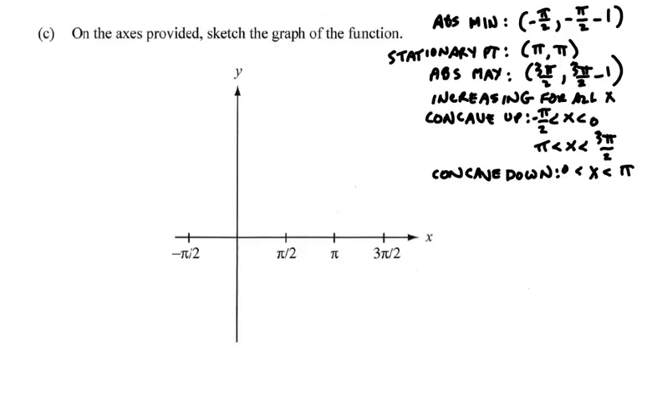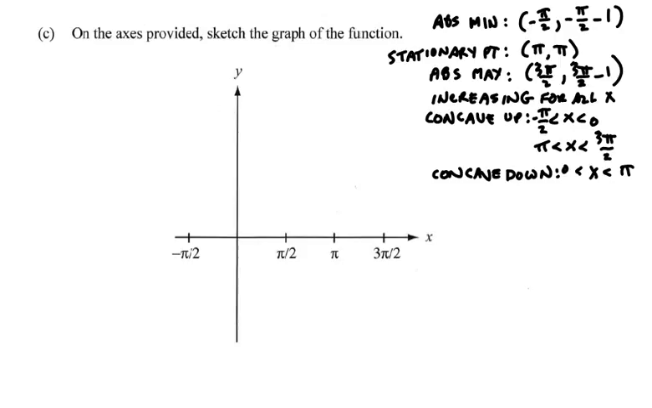We know that y is increasing for all x, of course, except at the stationary point at (π, π). And we know that it's concave up between -π/2 and 0, and between π and 3π/2, and it is concave down between 0 and π. Now, based on all that information, we should be able to sketch a fairly accurate curve.